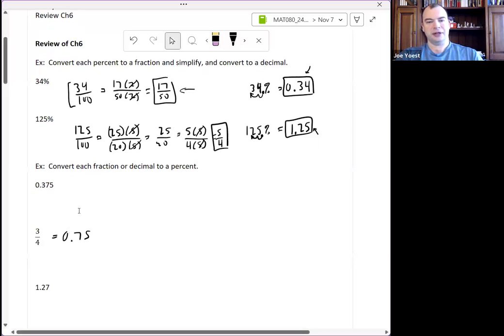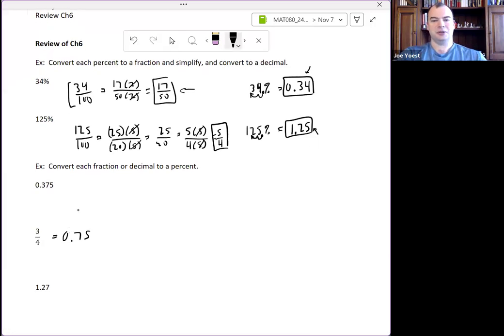And then for these next three, converting each fraction or decimal to a percent, if I want to put in a percent sign, I shift my decimal point 2 places to the right to make 37.5 and stick a percent sign at the end. So 0.375 is less than 1, it's less than a whole. 37.5% is less than a whole, that makes sense.